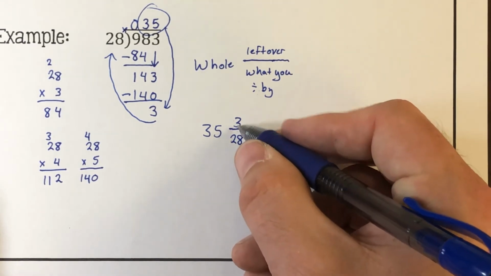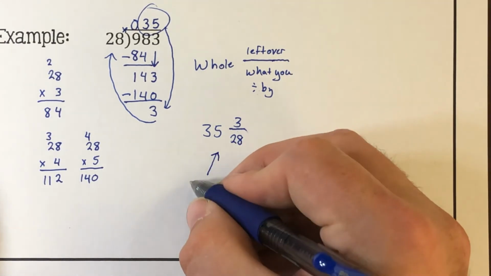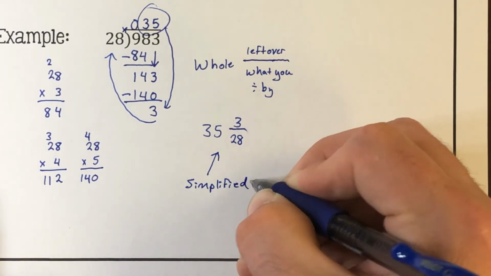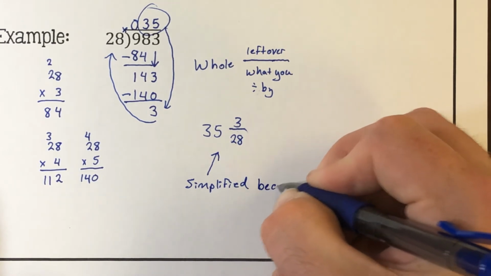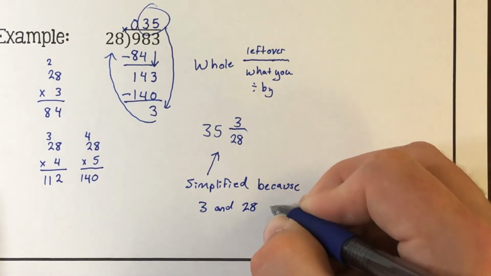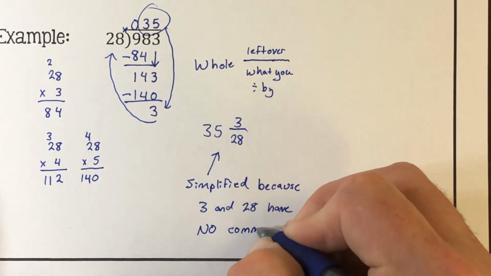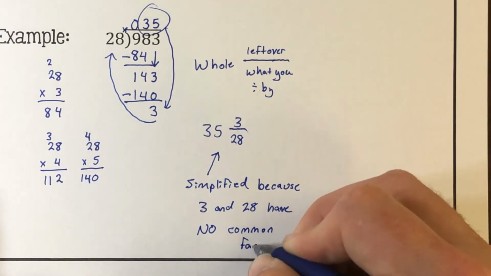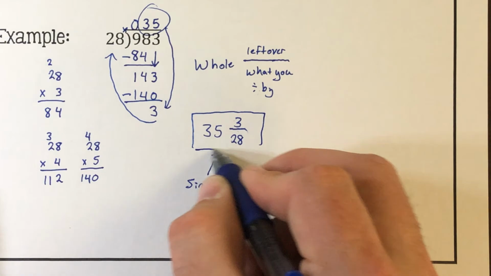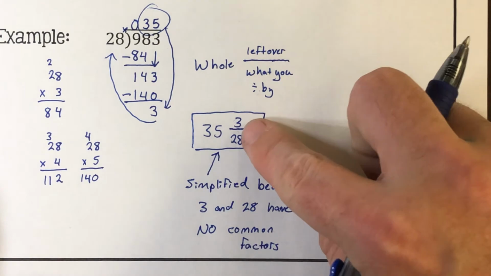So, because 3 and 28 have no common factors besides 1, that means this answer is simplified. It is as simple as you can get it because, again, 3 and 28 have no common factors besides 1. So 35 and 3/28 is our answer. So 28 fits into 983 35 whole times and a little bit.